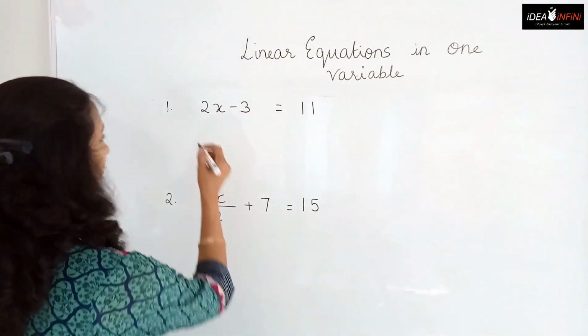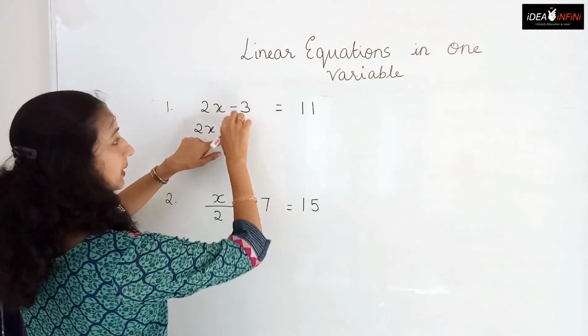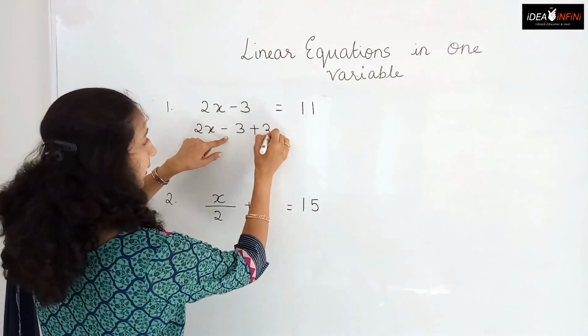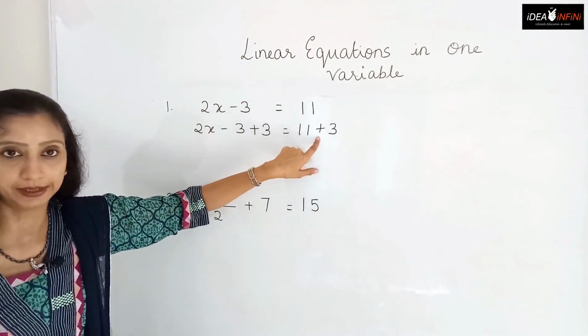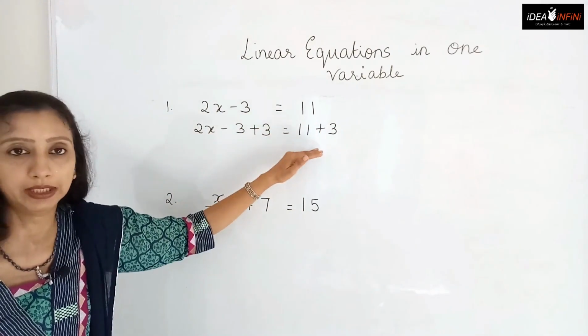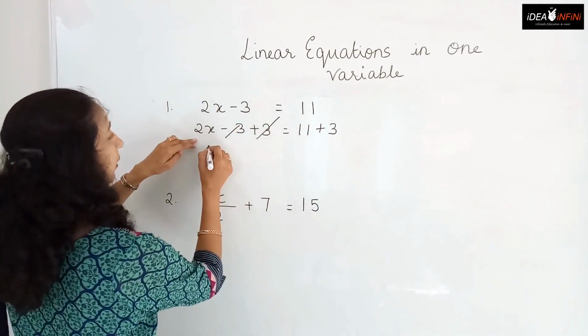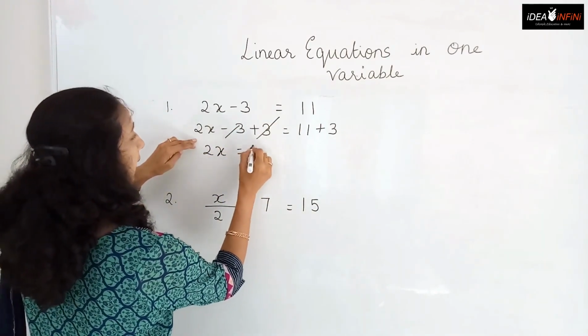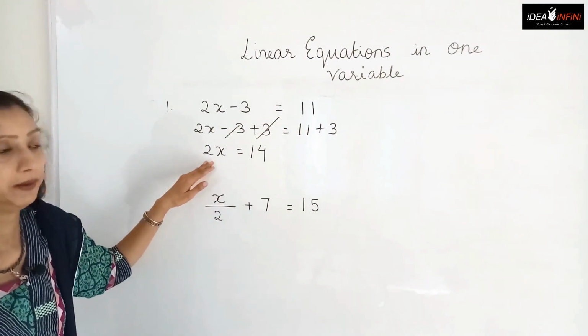But let's see what happens exactly. 2x minus 3 is there. We need to get rid of this -3, so we add +3, and again on the other side we have to add +3 क्योंकि ये equal है, equality sign. This cancels out. Now what you are remaining with is 11 plus 3 is 14 this side and 2x this side.